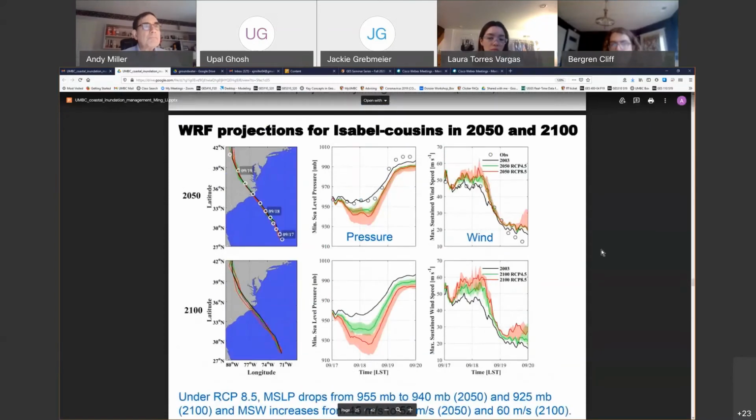This is the change in the storm intensity. As you can see, the minimum sea level pressure decreased quite a bit. This is 2003, the open circles are observations, and the black line is model predictions. And this is the prediction for the future. In 2050, the minimum sea level pressure intensifies, lower, and wind is going to be higher. Same with 2100, you're going to get an even larger drop in the minimum sea level pressure, to 920, something like that, and maximum wind to about 60 meters per second. Next slide, please.